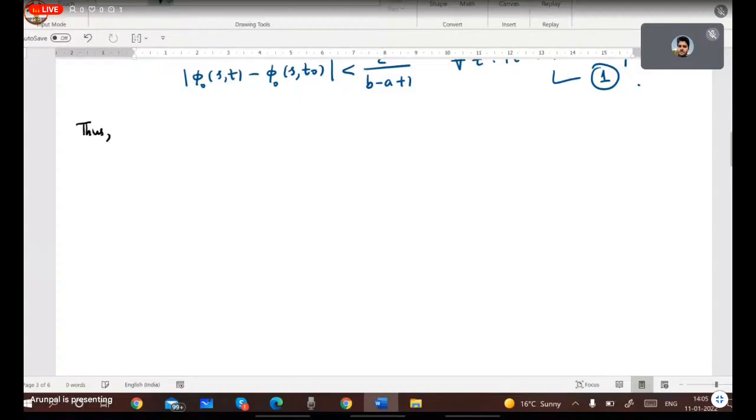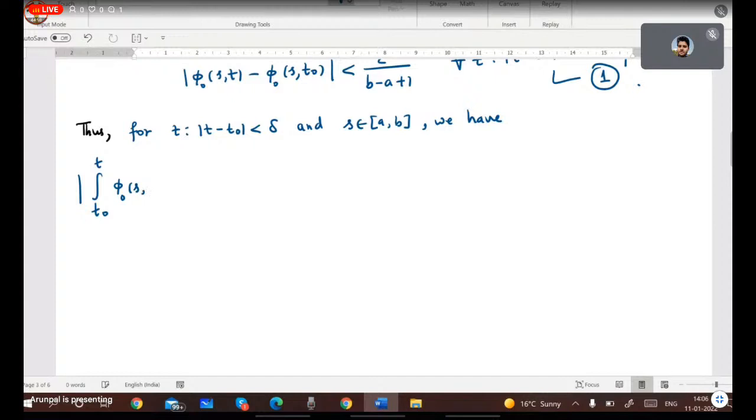Thus, for those t which satisfy this condition, and those s which are in closed interval AB, we have the following: modulus of the integral from t naught to t of phi naught s comma u minus phi naught s comma t naught du. Sorry, I wrote phi 2 again.